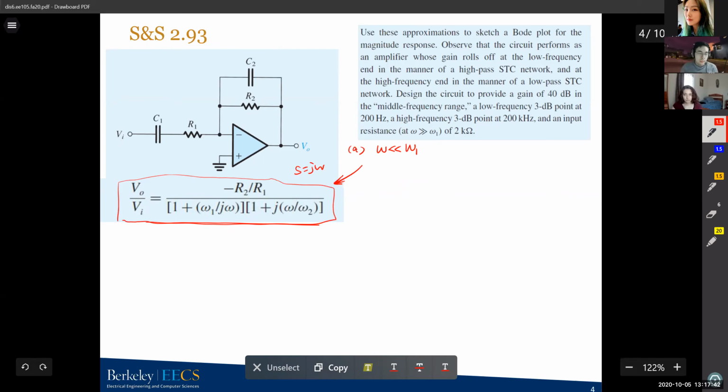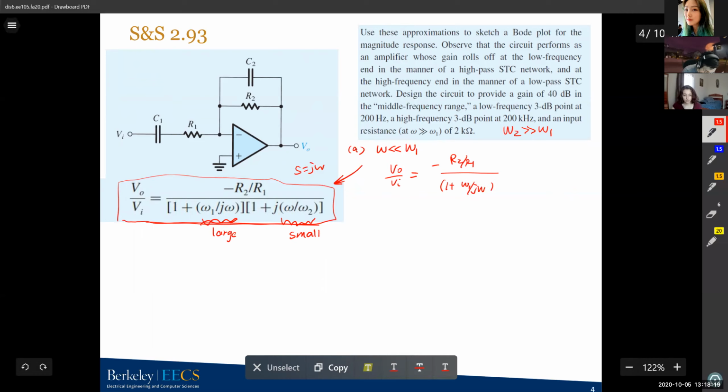So when omega is much less than omega 1, this part will be large, right? Because omega 1 over omega will be large. And also, I think this circuit had an assumption that omega 2 is much greater than omega 1. That means omega divided by omega 2 will be small in this case. So this equation can just be simplified as V out over Vi equals negative R2 over R1 divided by 1 plus omega 1 over j omega.